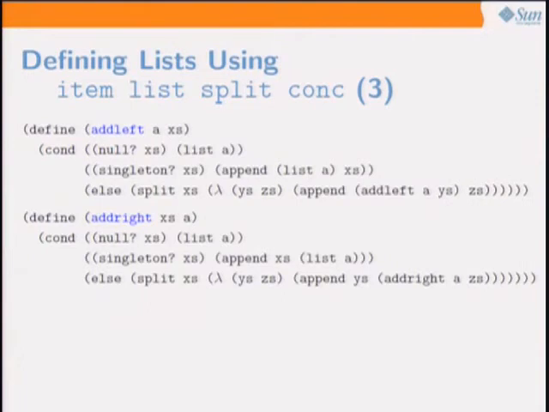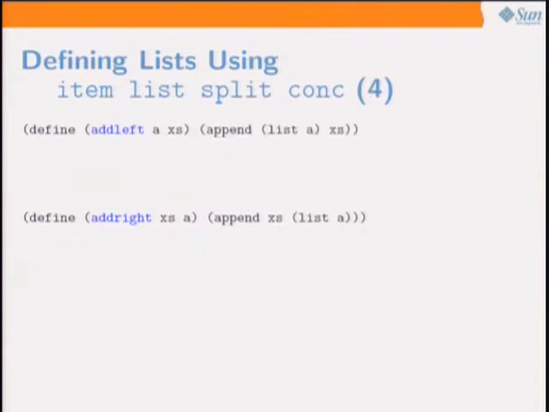Now, add left and add right can similarly be written in this structural recursion decomposition way. We can consider the separate cases of add left to a null list, add left to a singleton list, and add left to a conc list. But in fact, it's easier just to define them in terms of append and let append do its job. So to add left, we simply make a singleton list of A and then append that to the X's. And similarly for add right.